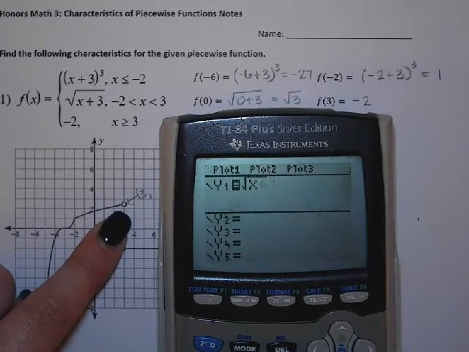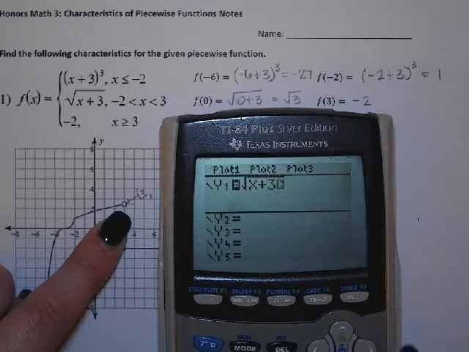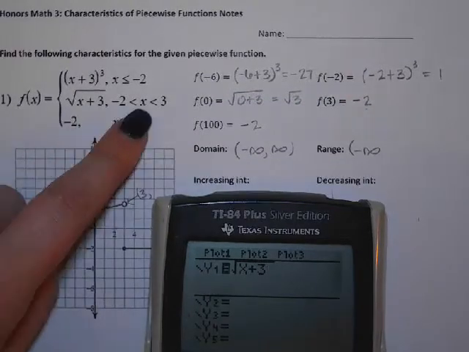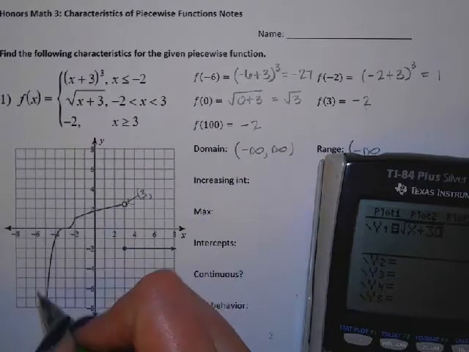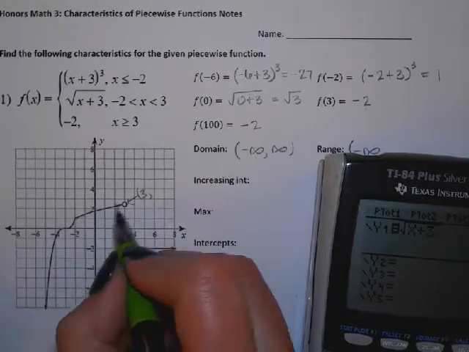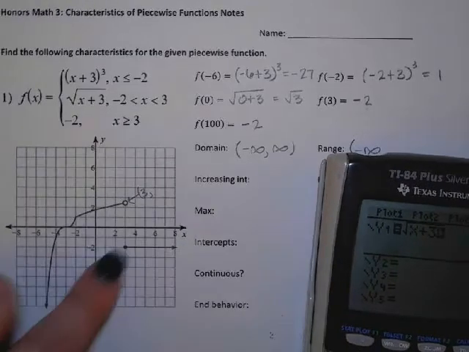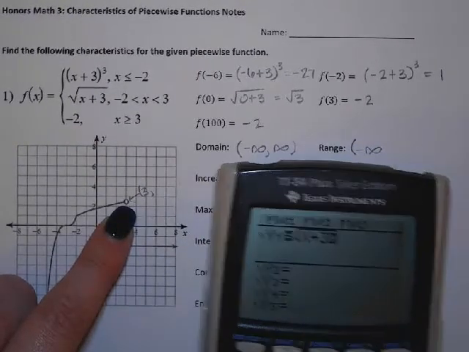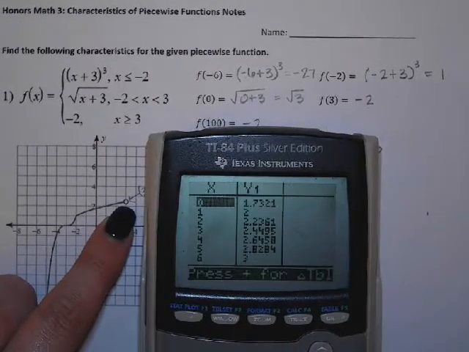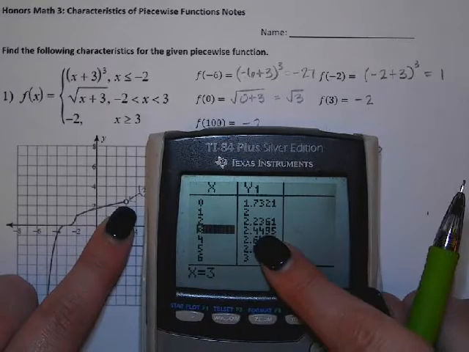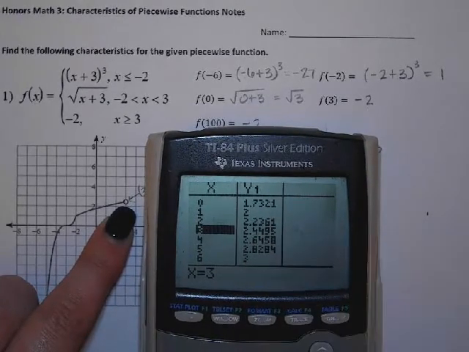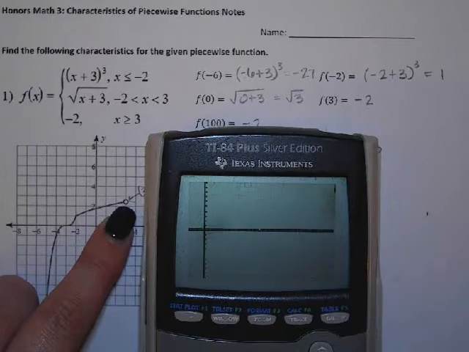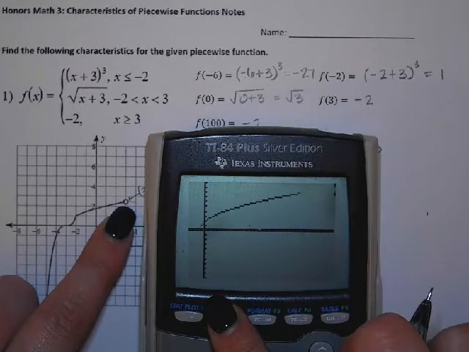It comes from the square root graph. I can see that it comes from the square root graph because it's the middle piece right here. So this is the first piece right here. This is the second piece. That's the third piece. So I'm going to go ahead and graph this one, and I'm going to look at the table. And at 3, the point is 2.449 or 2.450. Or if I wanted to, I could go ahead and actually graph it.